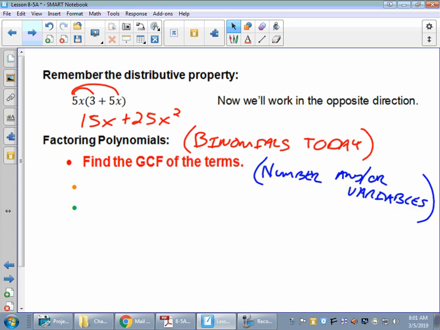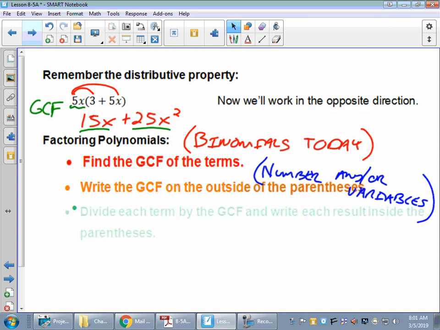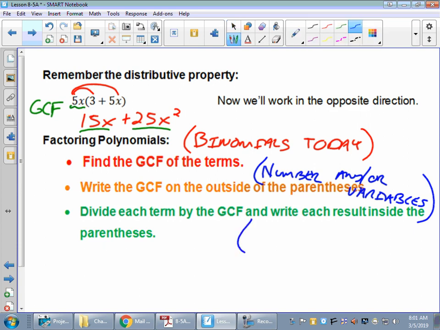And then we're going to write the GCF on the outside of the parentheses. So in our example up here, this 5x is actually our GCF. It's the greatest common factor in both the terms, 15x and 25x squared. And we were able to write it on the outside. You'll see more when we do other examples. Then we're going to divide each term by the greatest common factor and write each result inside the parentheses. And that's basically our leftovers.